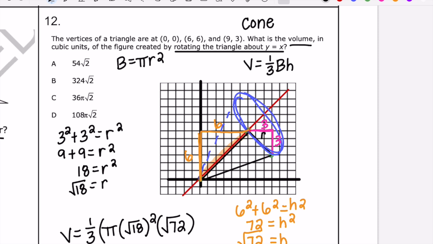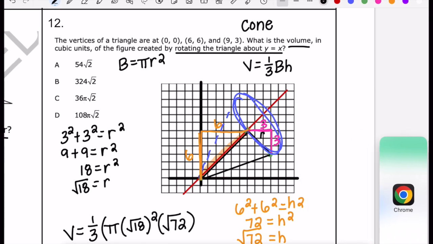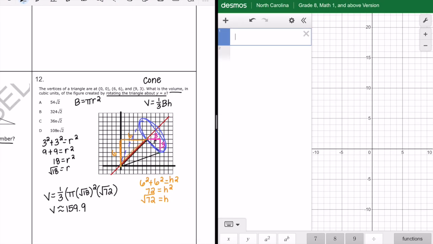Now I can put all of that in and calculate, and I'm going to get the volume is approximately 159.9, give or take. So what I need to do is see which one of these matches up so I don't have to go through the process of simplifying later. I'm going to just go through Desmos and figure out which one matches, because they obviously didn't calculate it and simplify it, or they did simplify it and we didn't. So we got 36 pi times the square root of 2, and we find that that is the correct answer. So my correct answer is C.